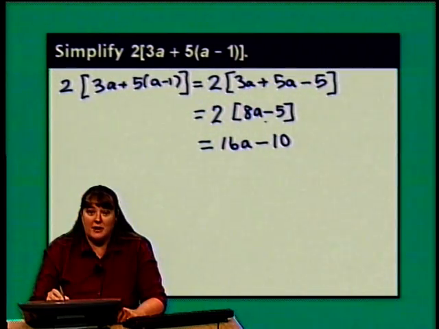I could have also thought of that as plus negative 5, so I could have thought of adding 2 times negative 5, but 2 times negative 5 is negative 10. Adding negative 10 is the same as subtracting 10. Just two different ways of looking at the same problem.